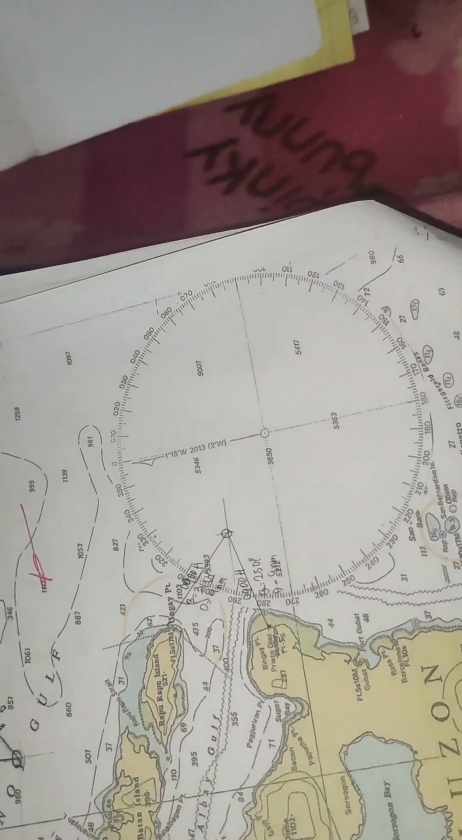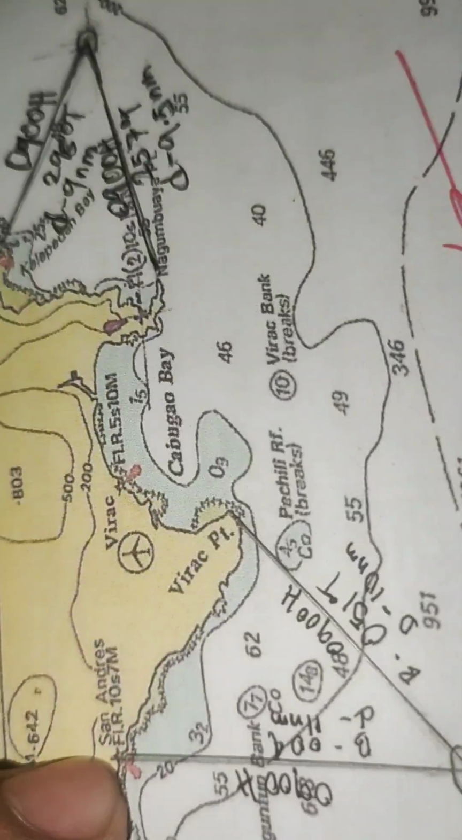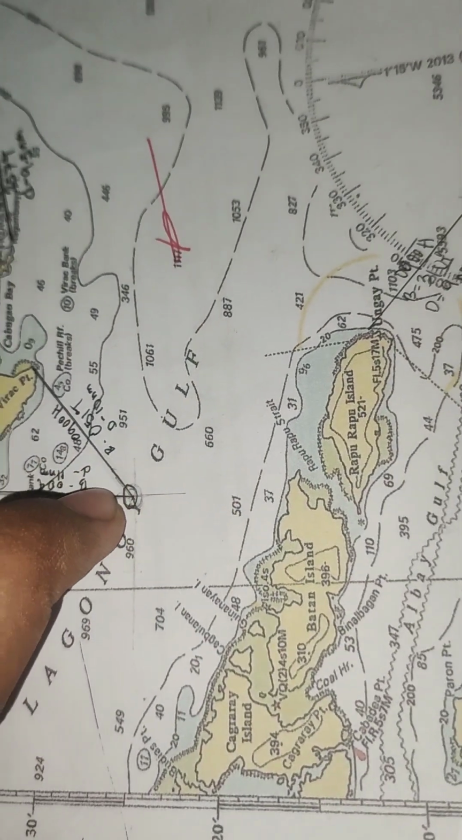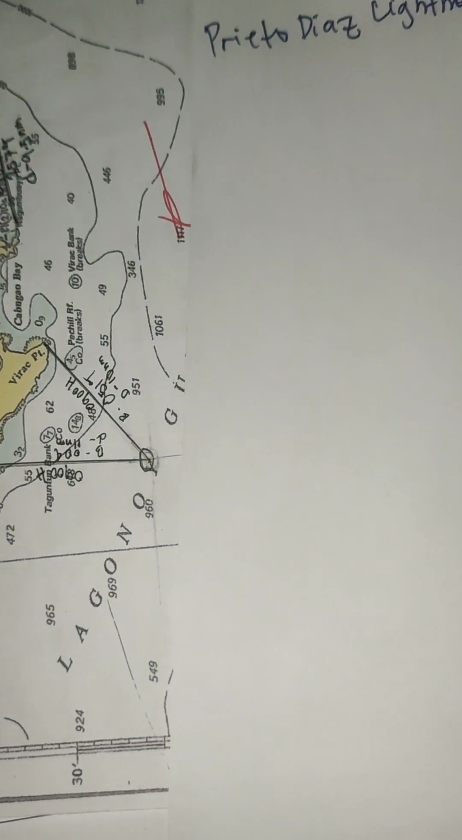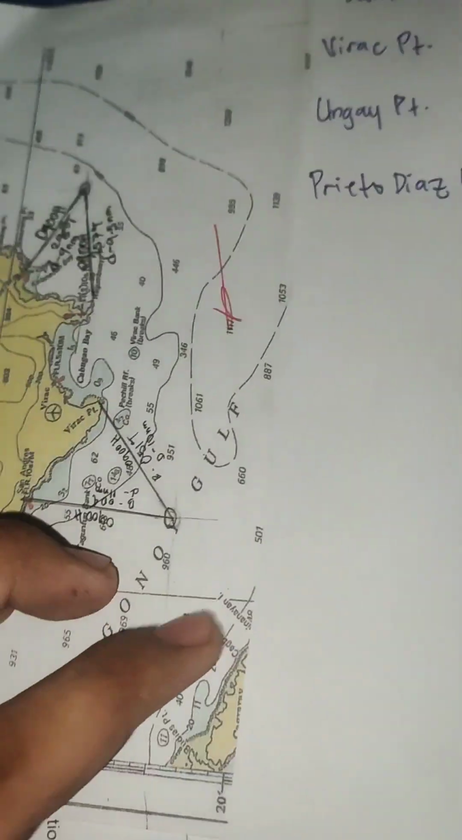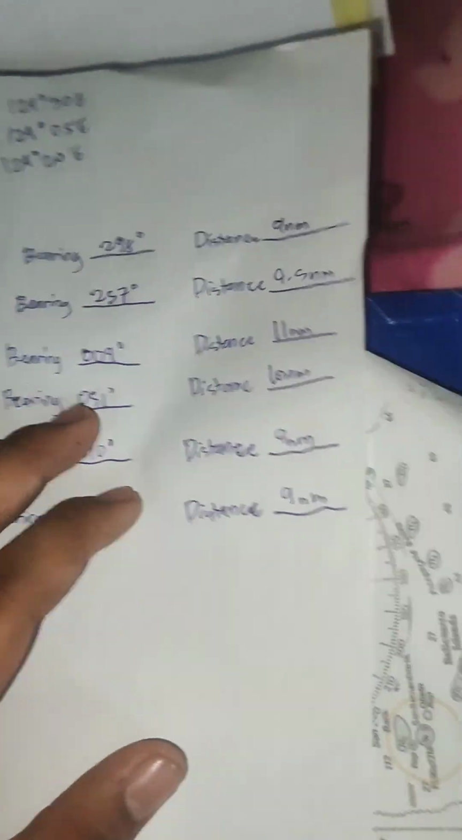And the San Andres Lighthouse, same. You find the San Andres Lighthouse. You measure first the distance. The distance of this is 11 nautical miles. By using the compass divider, you find out the distance, and you find 10 and 11 nautical miles. And for the bearing, you use your parallel ruler and go to your compass rose, and you find out the bearing of this is 004 degrees.